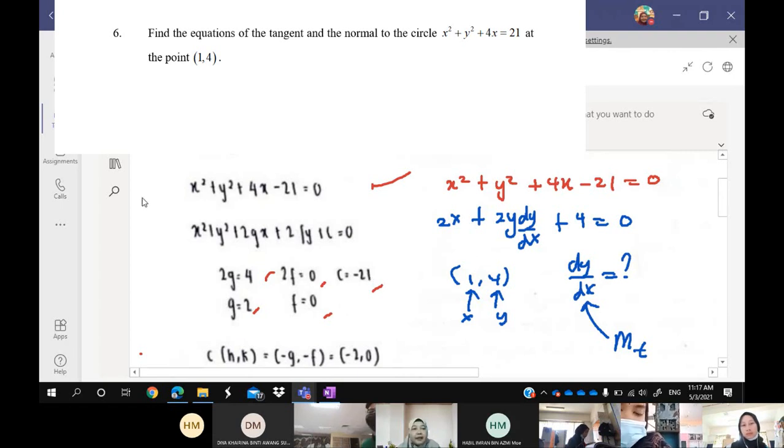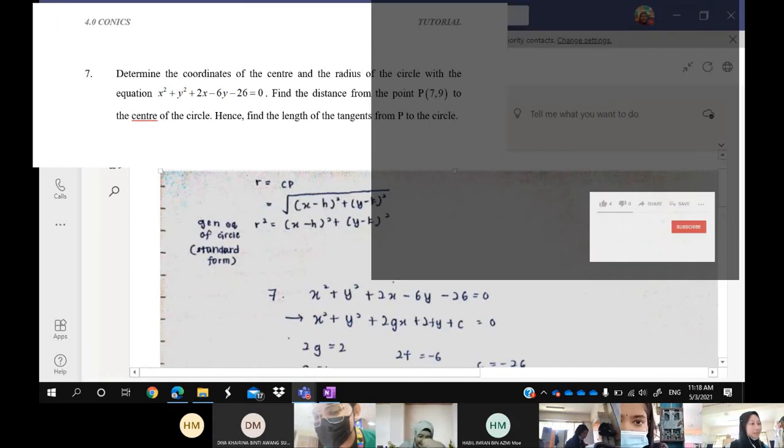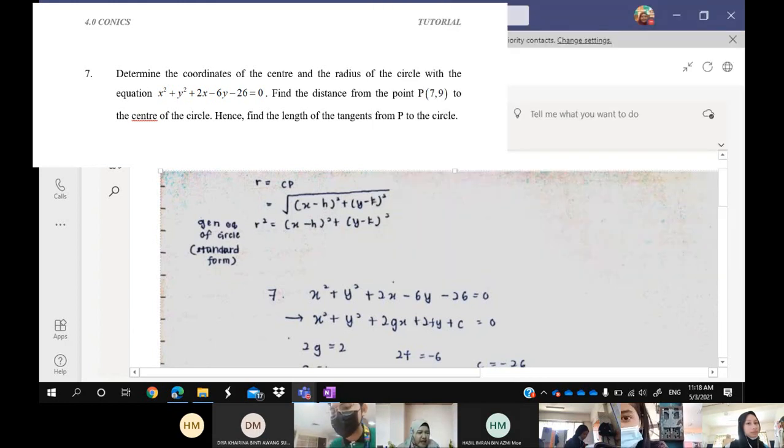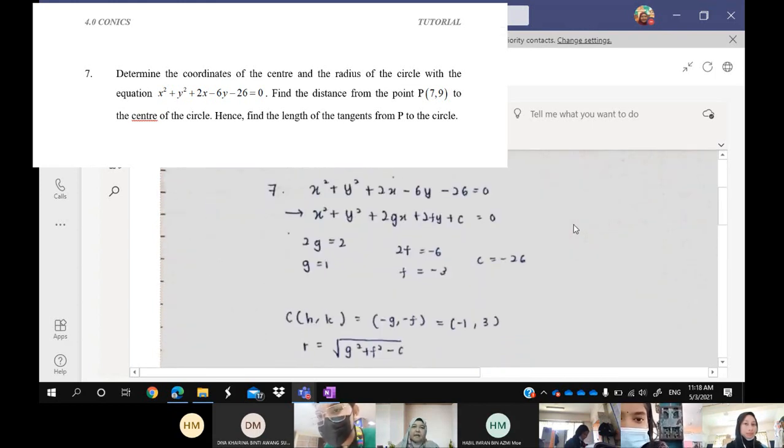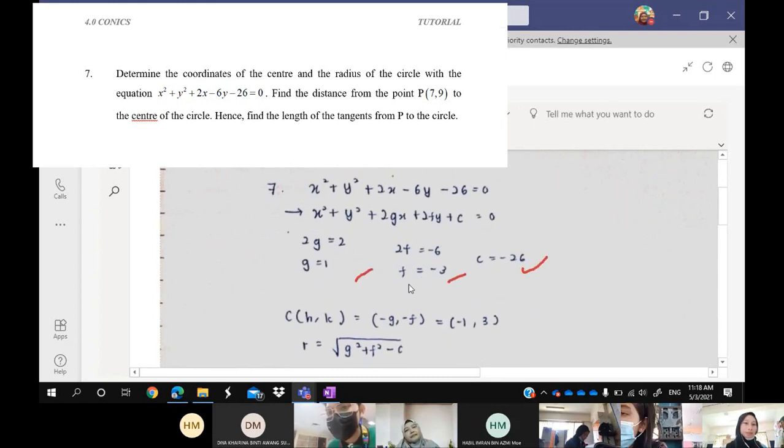Okay, settle. Given the equation x square plus y square plus 2x minus 6y minus 36 equal to 0. Our very first step is to compare with the general equation, which is x square plus y square plus 2gx plus 2fy plus c. From the comparison, we get g equal to 1, f negative 3, and c equals negative 26.